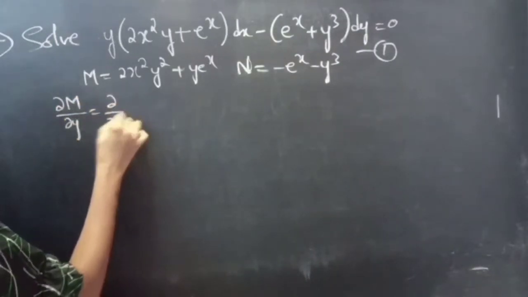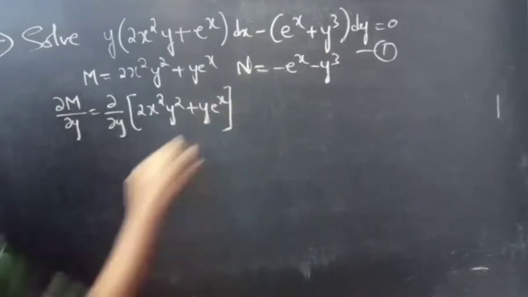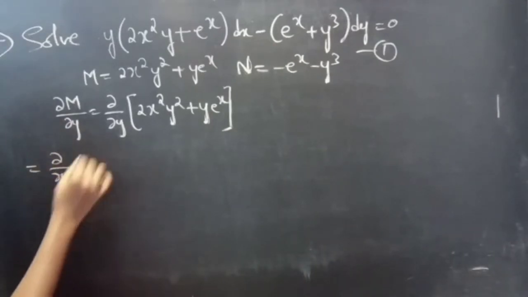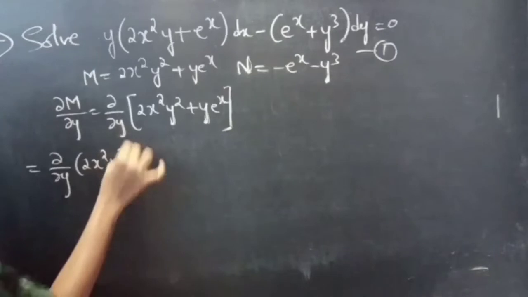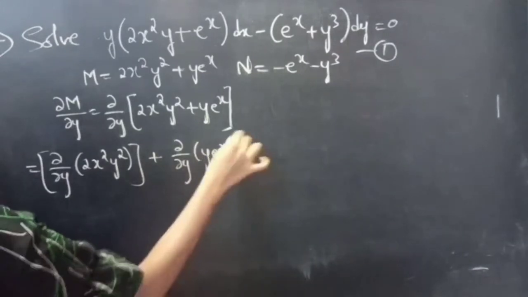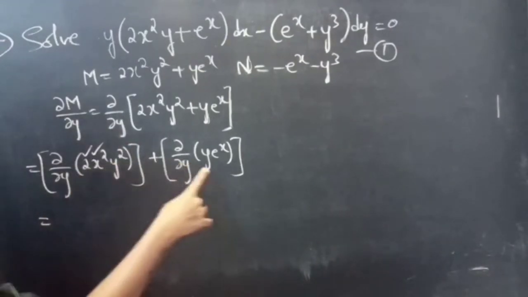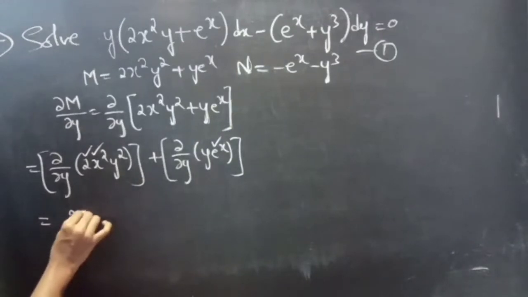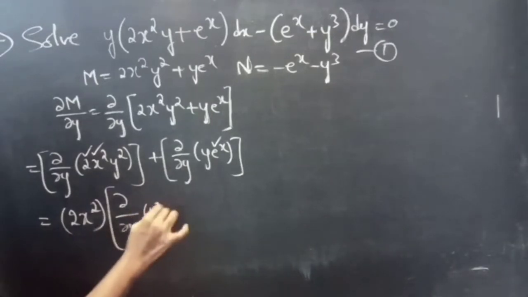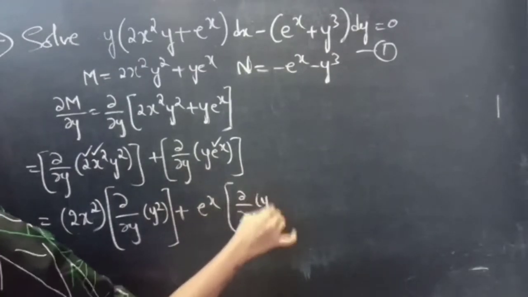Now let's find the partial derivative of M with respect to y. This equals dou by dou y of 2x squared y squared plus y e power x. Since we are doing partial derivative with respect to y, x will be treated as constant. This equals the partial derivative of the first term plus the partial derivative of the second term. Here 2x squared is constant and here e power x is constant, so you can write it as 2x squared times the partial derivative of y squared with respect to y plus e power x times the partial derivative of y with respect to y.